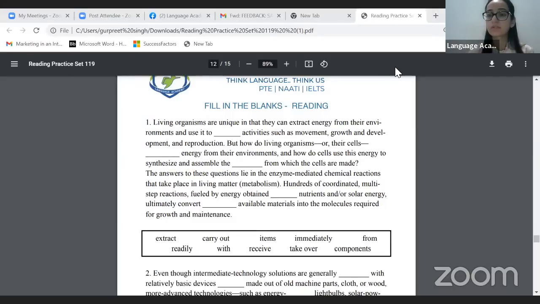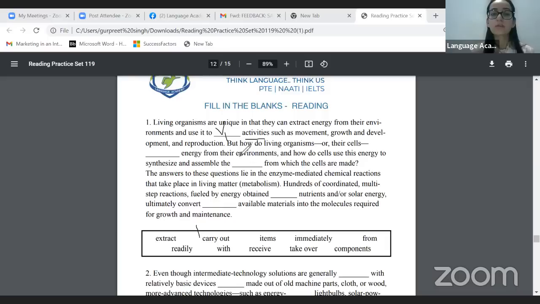Anybody like to post the answer? Good, very well attempted. So this says living organisms are unique in that they can extract energy from their environments and use it to dash activities such as movement, growth, and development and reproduction. So we two comes first form of verb, any verb that we can use for the noun activities. And yes, all of you are right in selecting carry out. Carry out means perform. Carry out means do the activities. So any of the options, even if you have perform, you can go with that.